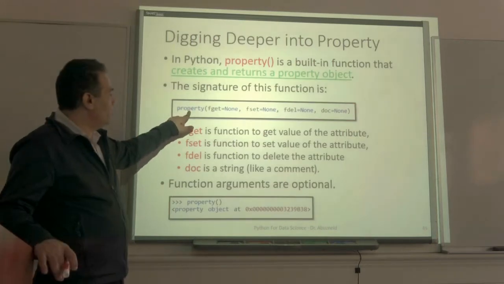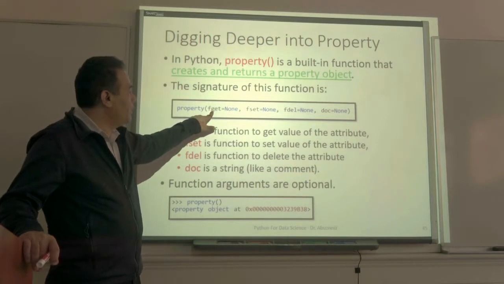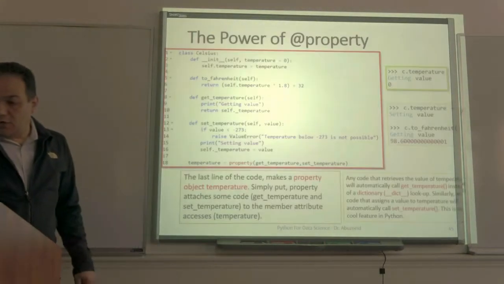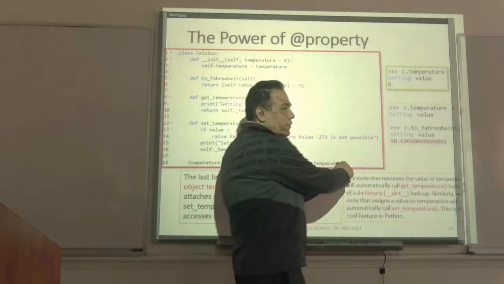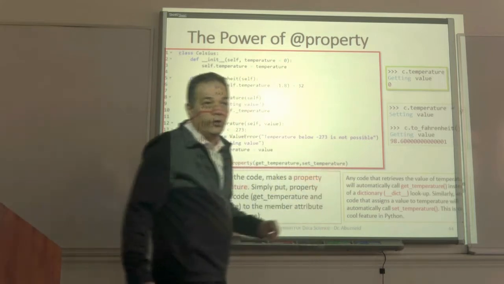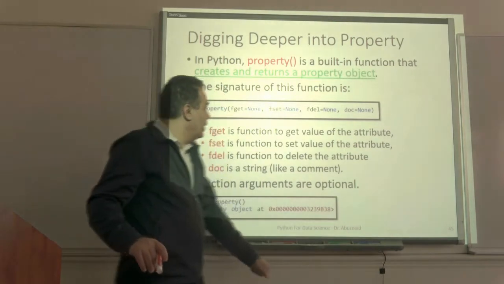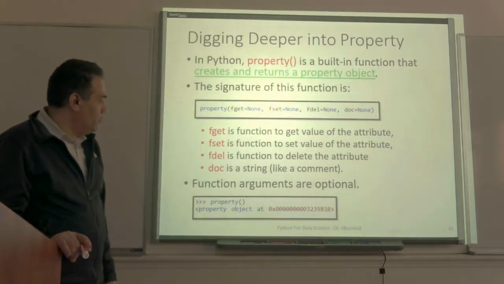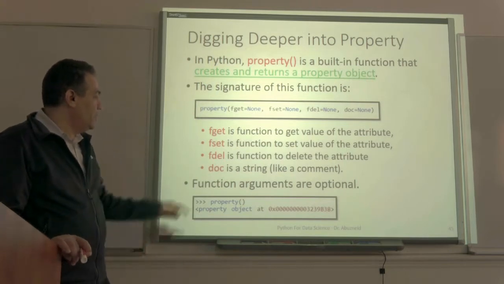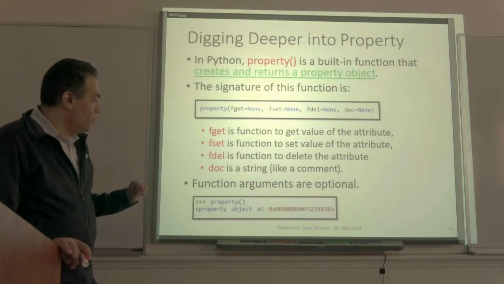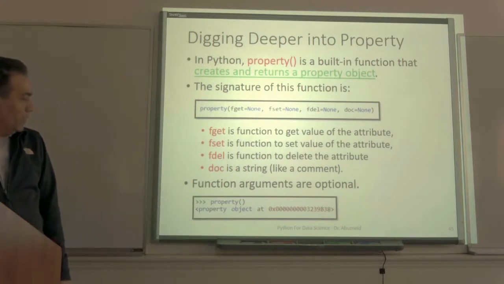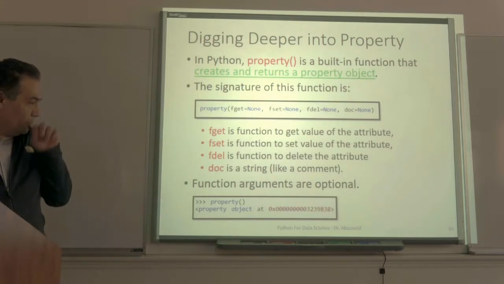So let's take a look at the property function. What do you pass to the property function? A function to get, a function to set, a function to delete, and the doc. Here, I passed the first two. What will the values of the next two be? The default values. What are the default values? None, right? So get is a function to get the value, set is a function to set the value, del is the function to delete the attribute, and doc is a string, like a comment. When you need to call the property, it's very simple: property, and the function arguments are optional. So you added a property here.